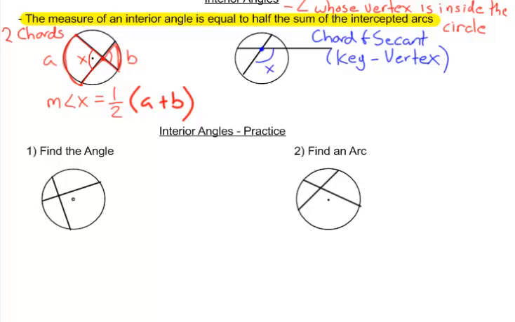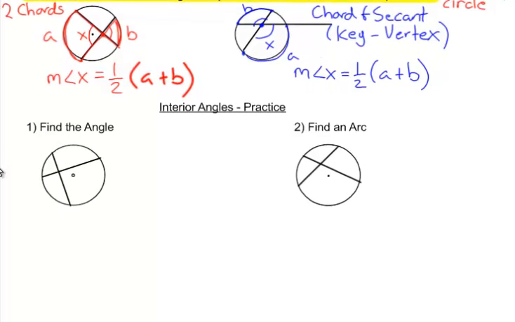Let's call this angle x this time. And again, what are the intercepted arcs? Again, recognize your vertical angles. Those two are going to be congruent to each other. It intercepts this arc, and on the other side, it intercepts that arc. So the measure of angle x, let's call this arc A, let's call this arc B, equals 1/2 the sum of the two intercepted arcs. So we put those in parentheses. Okay.